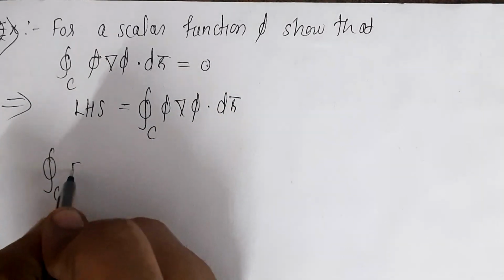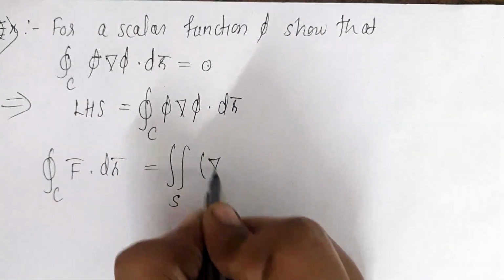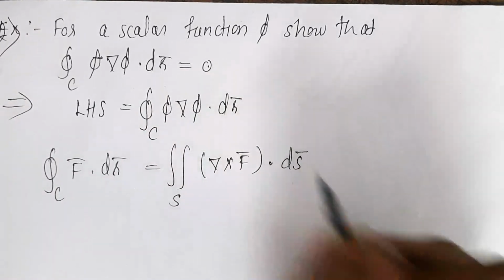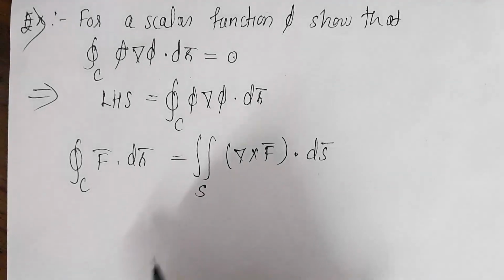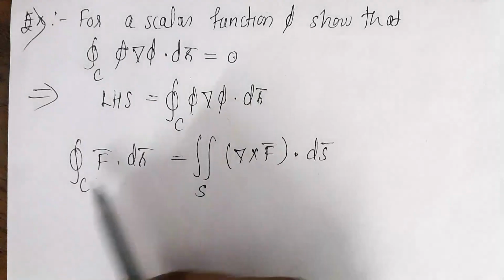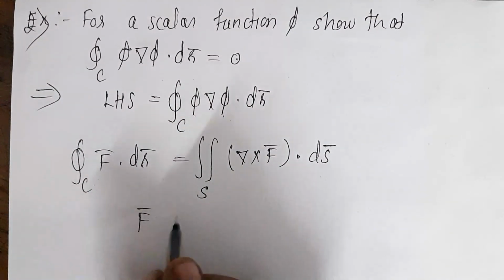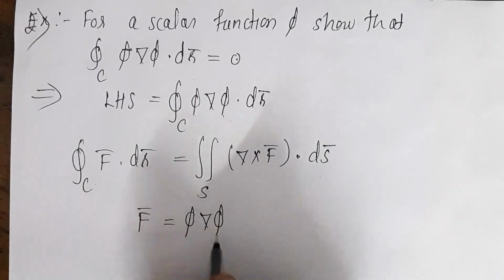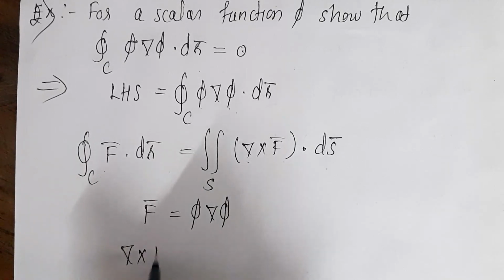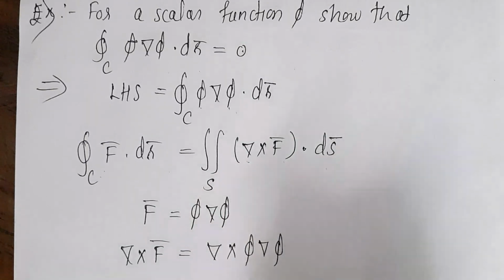Integral over C of f dot dr is equal to double integral over S of del cross f dot ds. So what is f? The f vector is phi into del phi. Comparing this left hand side with this left hand side, we get f vector equal to phi del phi. Now to use Stokes theorem, what do we want? Del cross f. So del cross f is equal to del cross of phi into del phi.